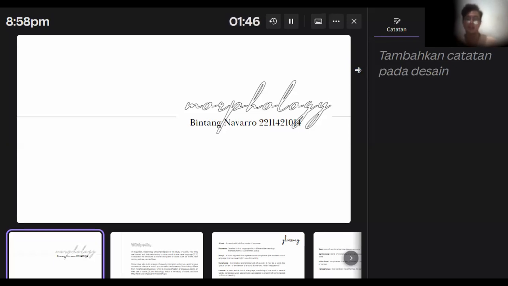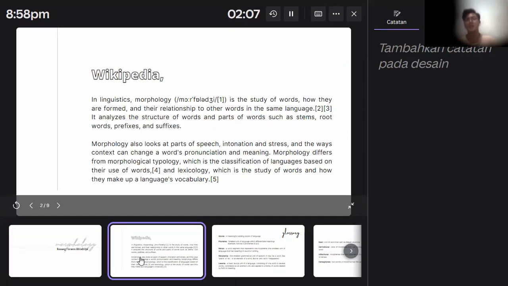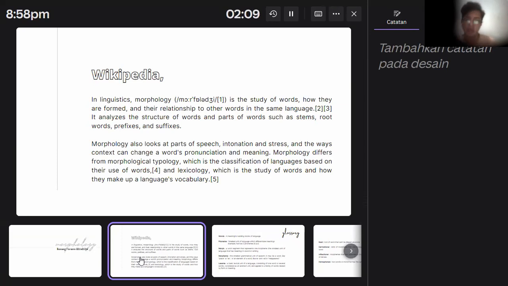The class is called Introduction to Linguistics. Here I have summarized the morphology material that I want to present right now. I have summarized it from Wikipedia.